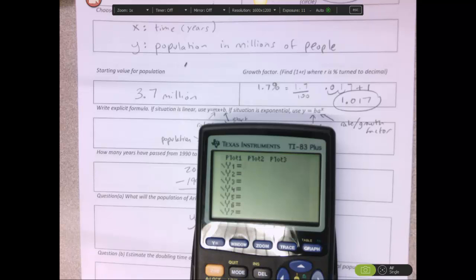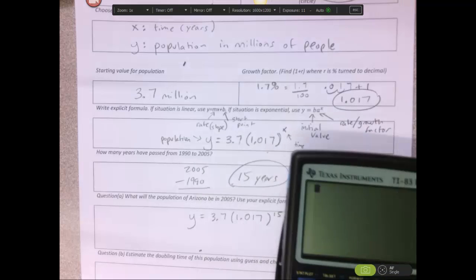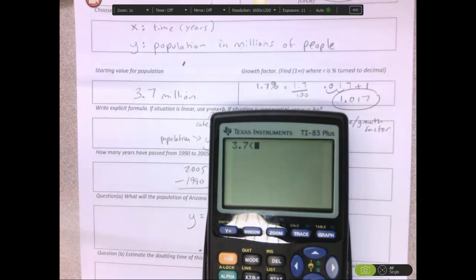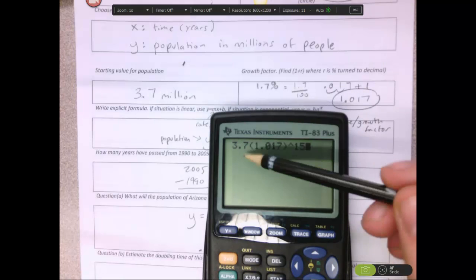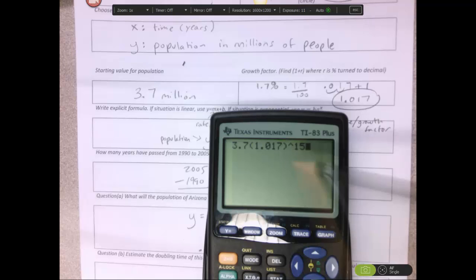All right, so looking at this, I'm going to get out of there, my graphing, and I'm just going to type this in just the way it appears. So 3.7, and then my growth factor is 1.017, and then I'm raising that to the, what power is this going to be? 15. Because basically what I'm saying is that I'm going to start with this initial value, and I'm going to multiply it by 1.017 15 times. Okay. All right. And there we go.